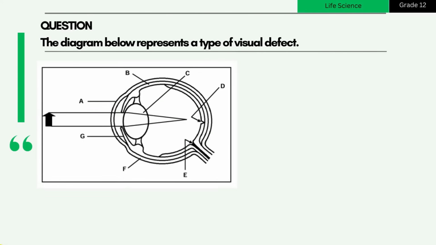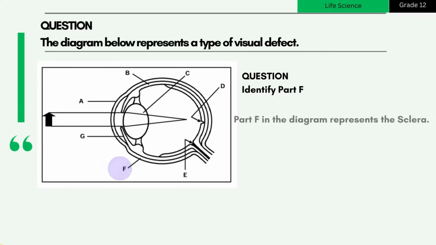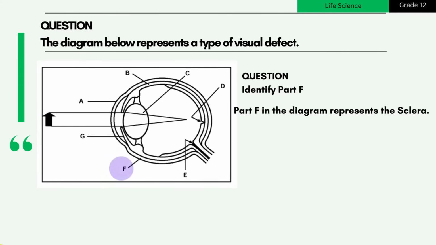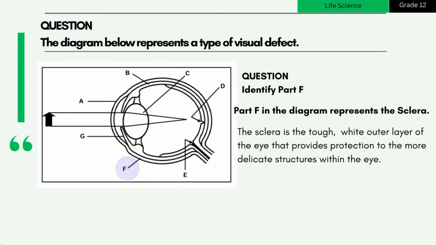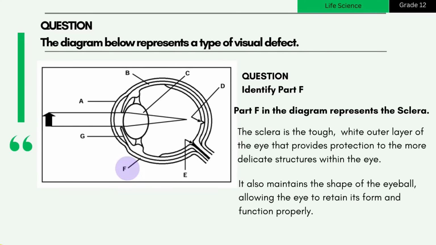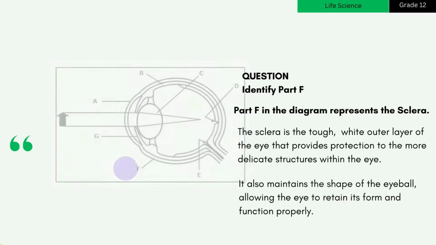The diagram below represents a type of visual defect. Question. Identify Part F. Part F in the diagram represents the sclera. The sclera is the tough, white outer layer of the eye that provides protection to the more delicate structures within the eye. It also maintains the shape of the eyeball, allowing the eye to retain its form and function properly.